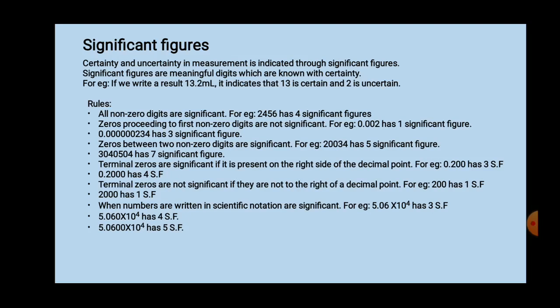Now one more condition for terminal zeros. Again, what is the meaning of terminal zeros? Zeros present at the end. Here terminal zeros are not significant if they are not on the right side of the decimal point. Suppose the example is given, 200. Is there any decimal point? There is no decimal point. So if there is no decimal point, then terminal zeros are not significant.